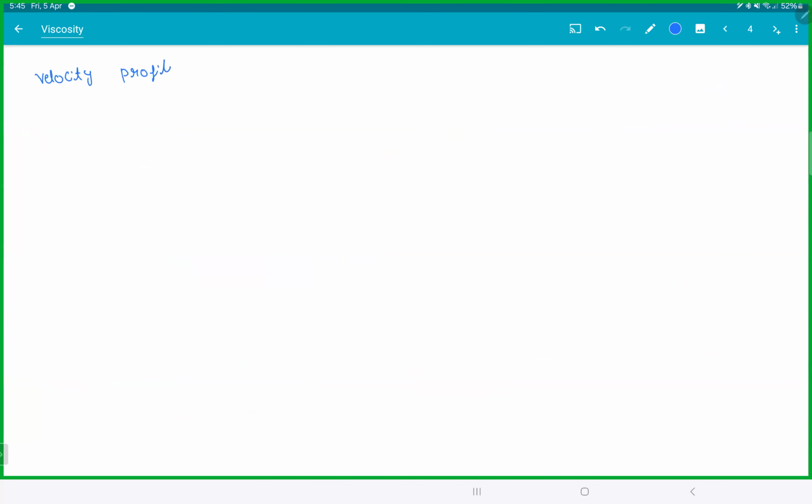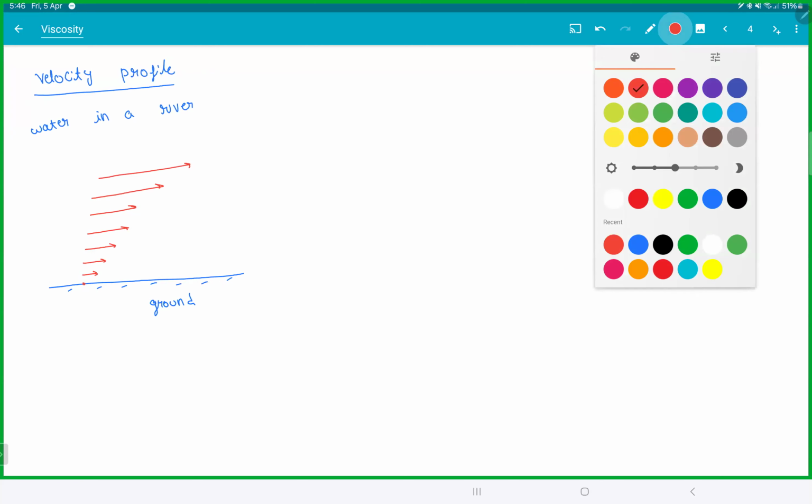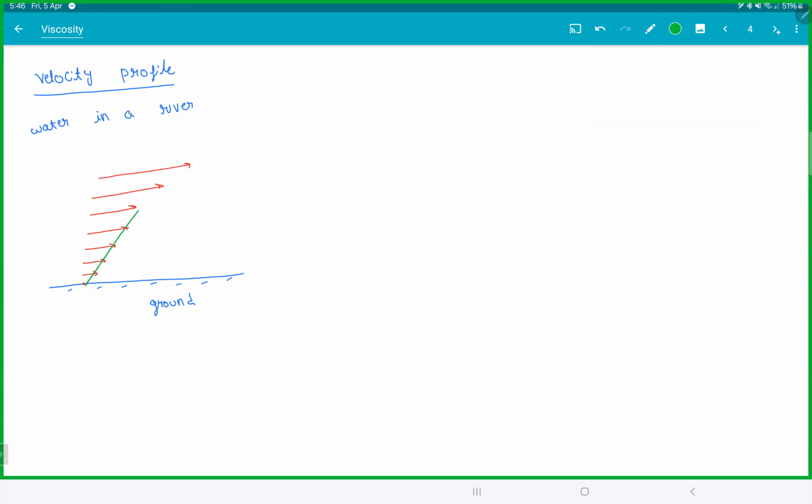So if you see the velocity profile, let's say water in a lake, water in a river, the ground is at rest. So the liquid layer touching the ground also will be at rest. As you go up, the velocity will increase, increase, increase. So if you see the velocity profile, it is not linear. The velocity on the top flows much faster than the velocity at the bottom.